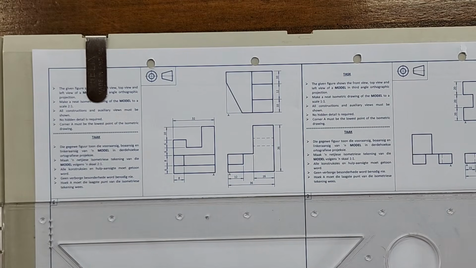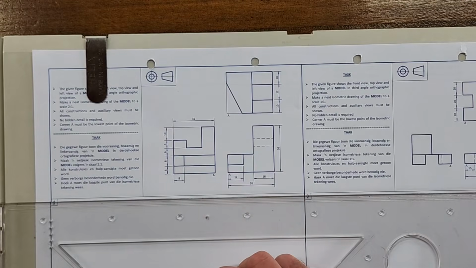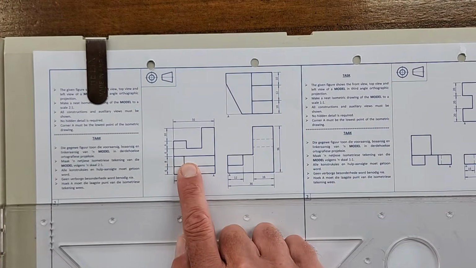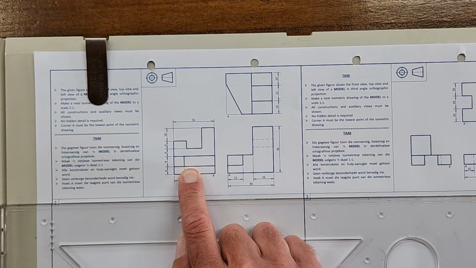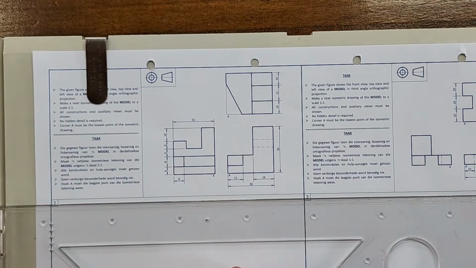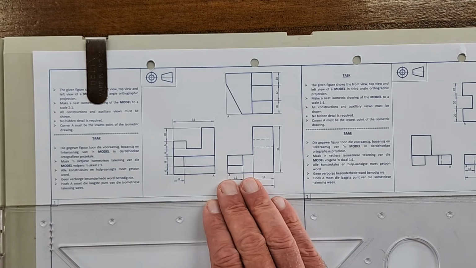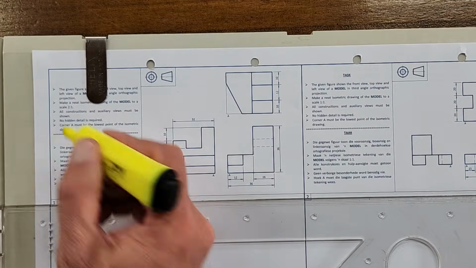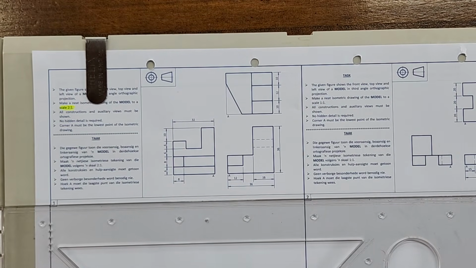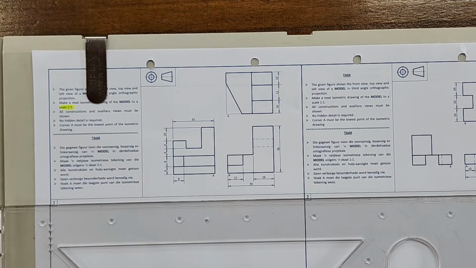All right. So in this instance, they've given us a figure showing the model with a front view, top view, and a left view in third angle orthographic projection. There's a projection symbol, of course. Make a neat isometric drawing of this model to a scale 2:1. I already saw some of you missed that, so please pay attention. That's scale 2:1. And then all construction and auxiliary views must be shown. No hidden detail is required.